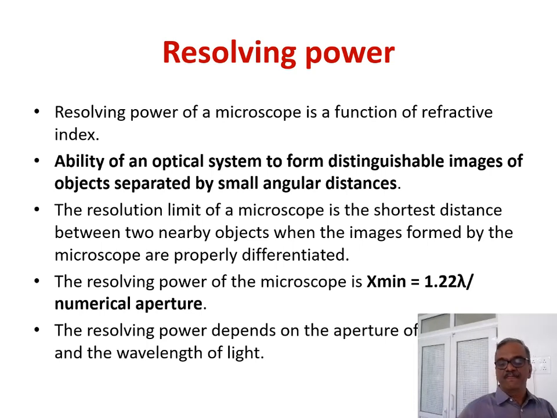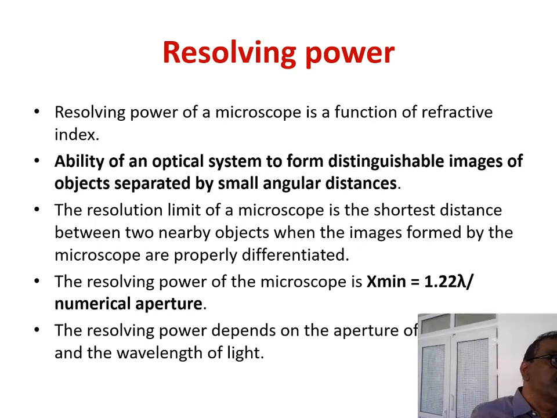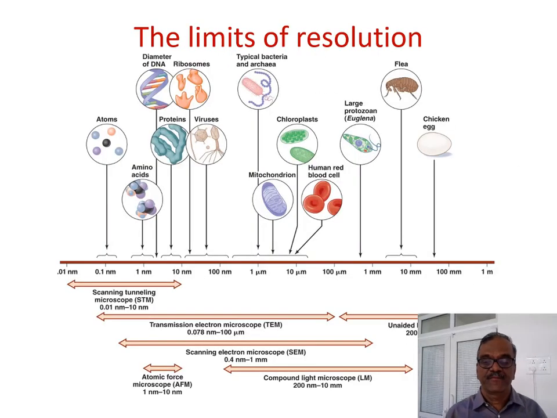So that has a formula: 1.22 times wavelength divided by numerical aperture. This numerical aperture is the hole through which you are passing the light. The resolving power depends on the aperture as well as the wavelength of the light. So by the formula itself, you know the wavelength is important, and the second is the size of the aperture. So this is the resolution. Everybody should know the difference between magnification and resolution, or resolving power.